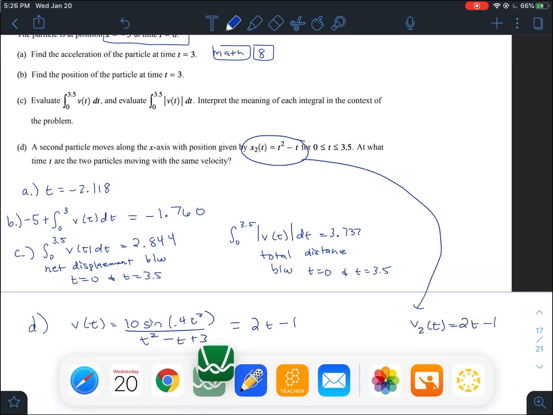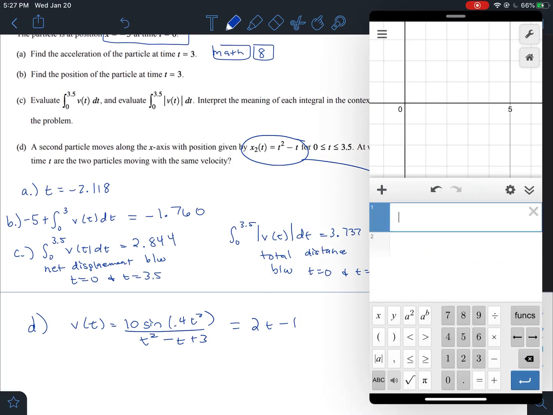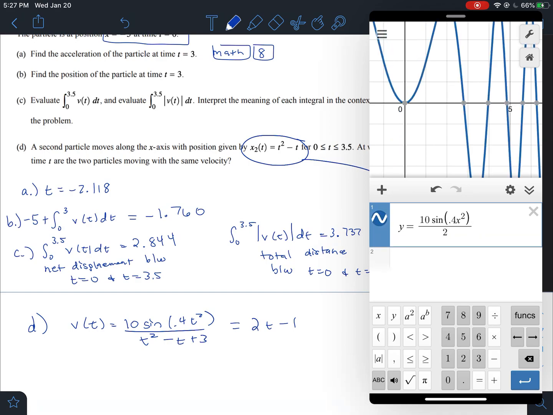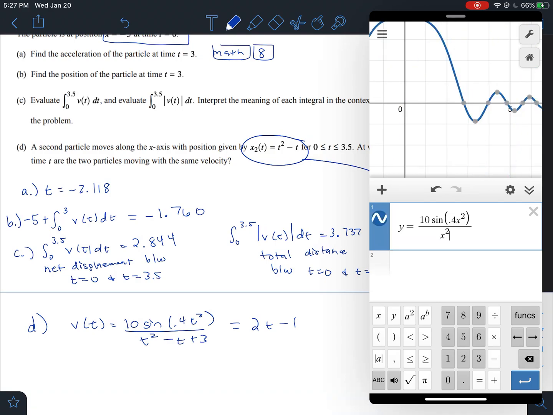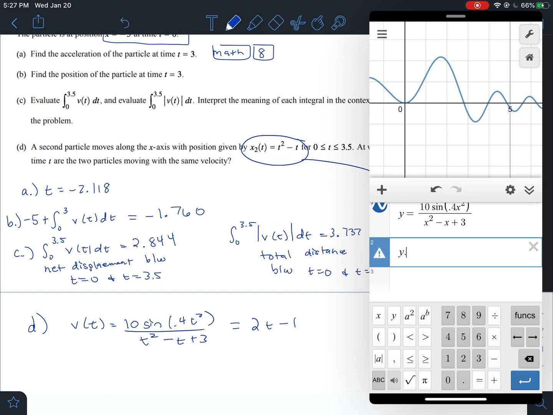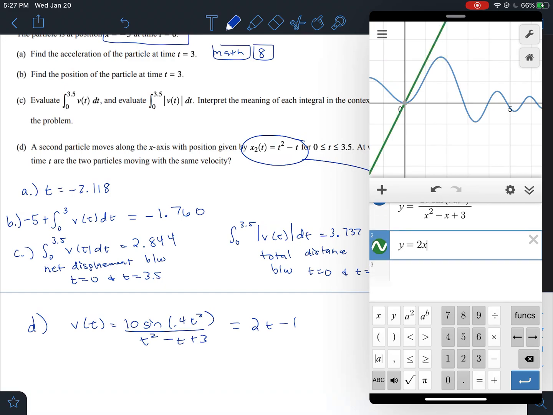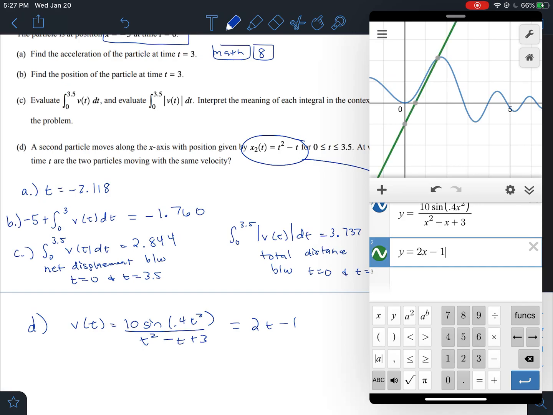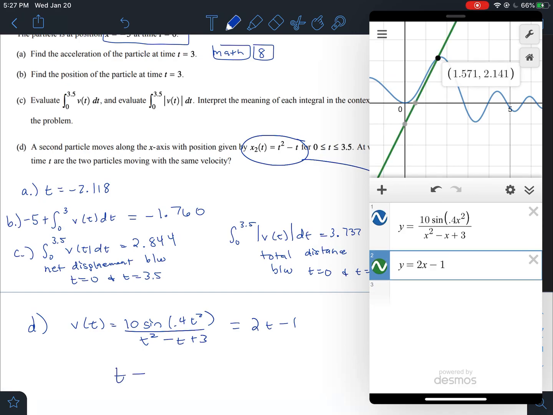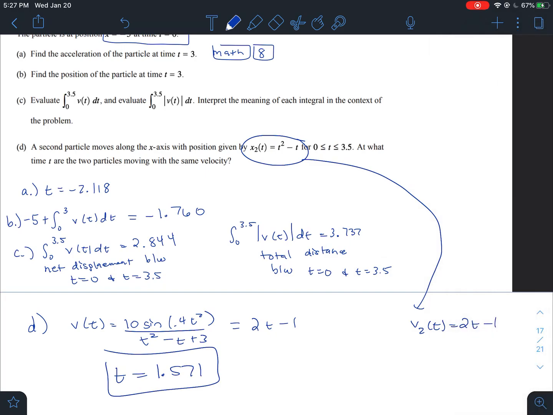And so we want to know when those two functions are equal. Well, to figure that out, we just need to know when their graphs intersect. So we're going to graph both of those functions. So y equals 10 sine 0.4 x squared divided by x squared minus x plus 3, and the other one was y equals 2x minus 1. And where do they intersect between 0 and 3? Well, they intersect when time is equal to 1.571. And so that is when their two velocities would be the same on that interval.